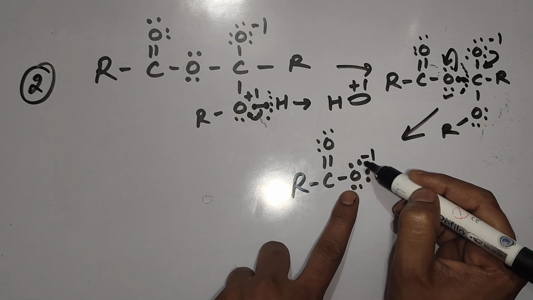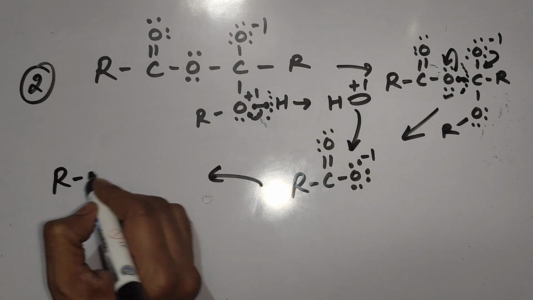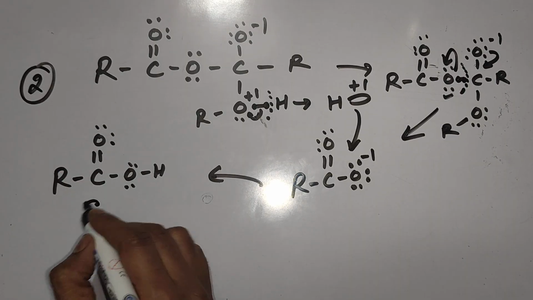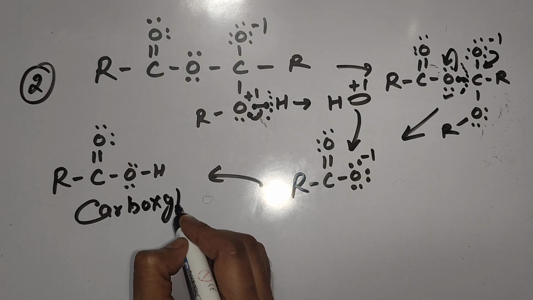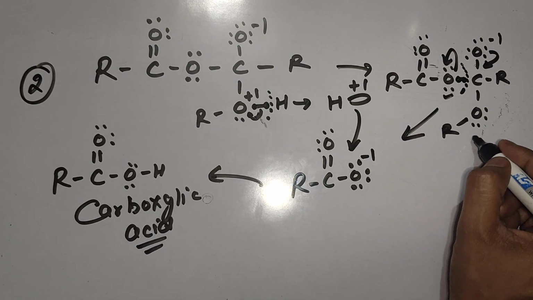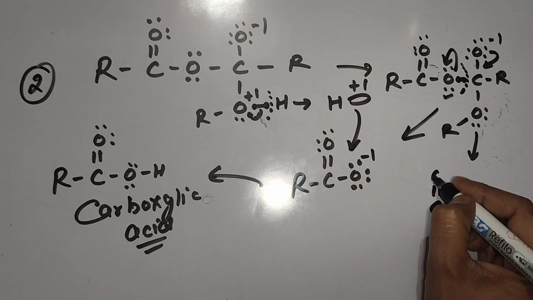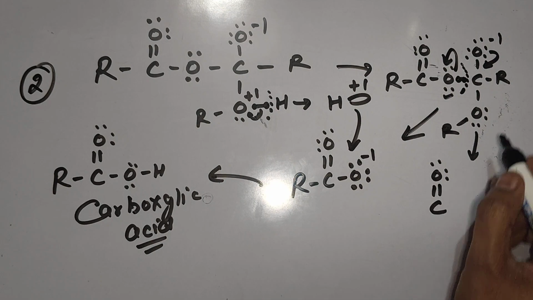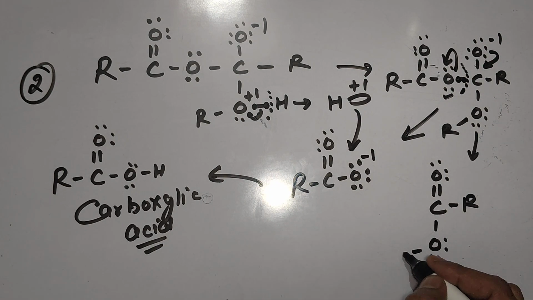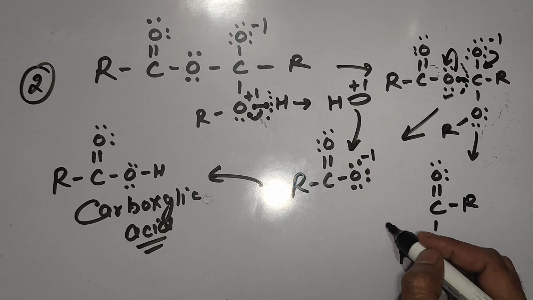Now this O negative will be satisfied by H positive, and check what is generated. RCOOH, carboxylic acid. And what about this part? Let's check what happened over there. This oxygen is shifting bond over here. So between this carbon and this oxygen, 2 pairs of lone pair, 2 bonds will generate. R is there. This OR as it is. Which compound is generated? RCOOR. Ester it is.